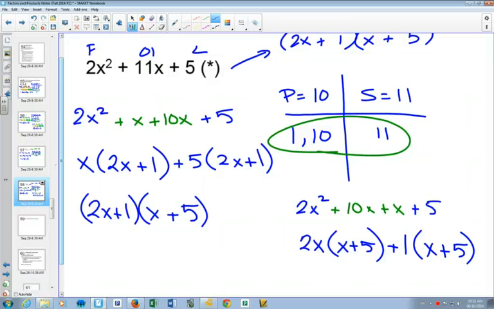And I put this example in your notes for that reason, because sometimes you're like, there's nothing I can pull out. Is it wrong? But you can always pull out a 1. Then the common thing would be x plus 5. Out of the first one, you're left with 2x. Out of the second one, you're left with 1. So it's good to see that as well.